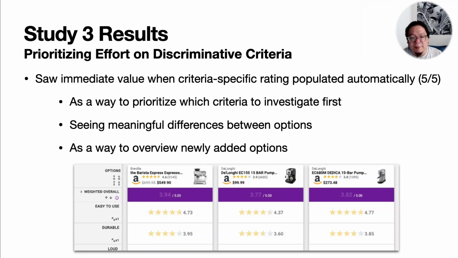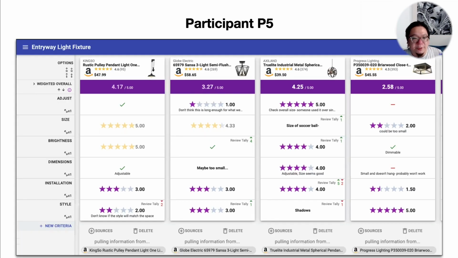Finally, they also talked about how using their existing criteria in the system can allow them to quickly evaluate newly added options that they were considering. Here's one example project from one of the participants. You can see that there were multiple options and criteria. Some of the ratings were replaced by the user's own personal ratings. There were also notes in different cells.